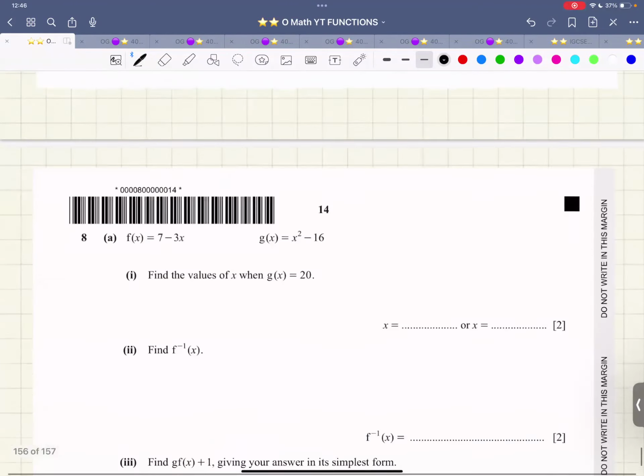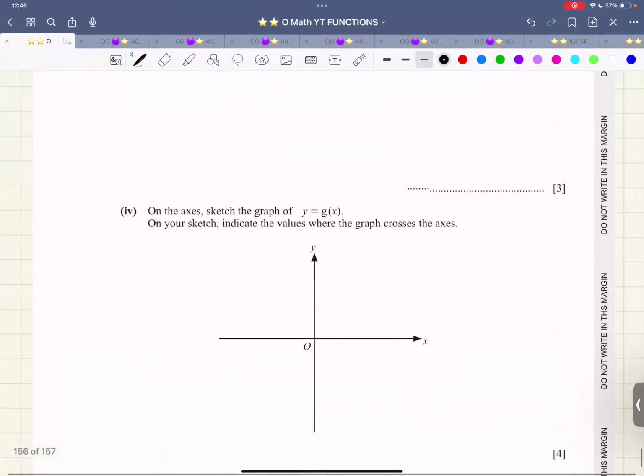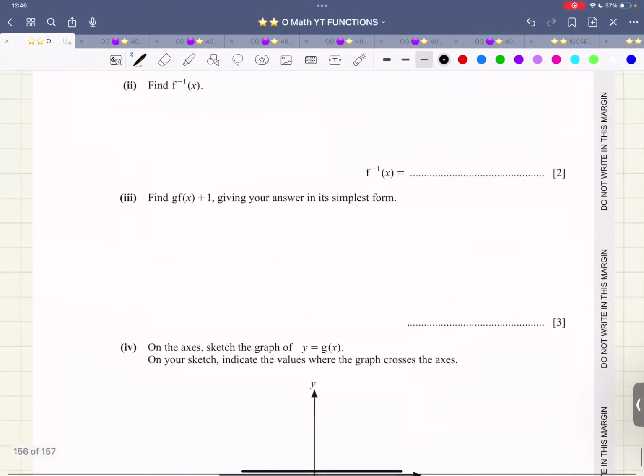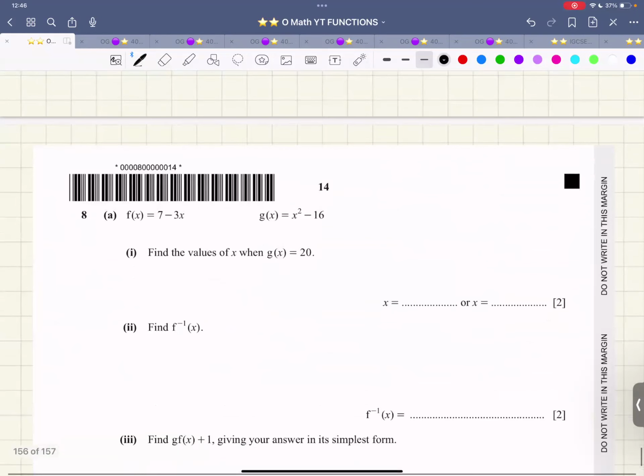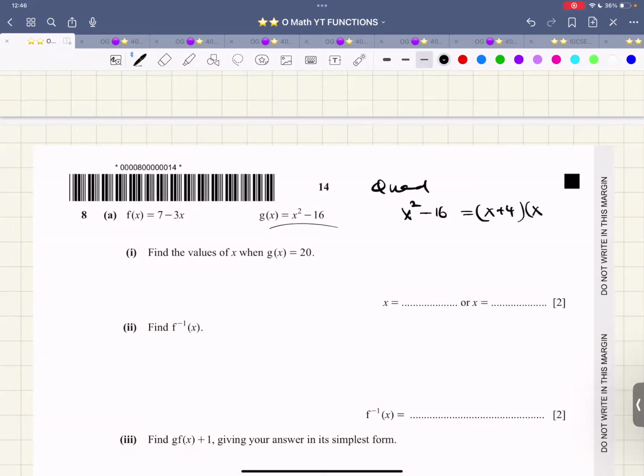Nothing special. On the Excel sketch, the graph of y is equal to gx. What is gx? X squared minus 16. We have done this in quadratics. So just a quick overview. X squared minus 16 can be written as x plus 4, x minus 4. And we are using the factorized form, the roots of the equation, that is negative 4 and plus 4.